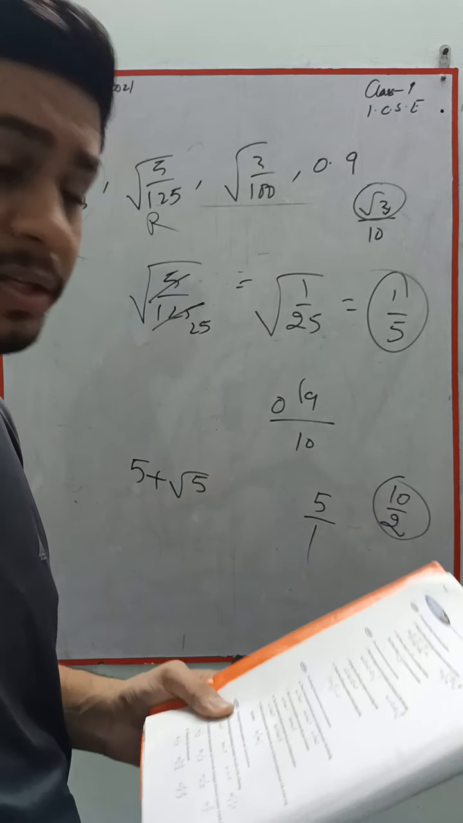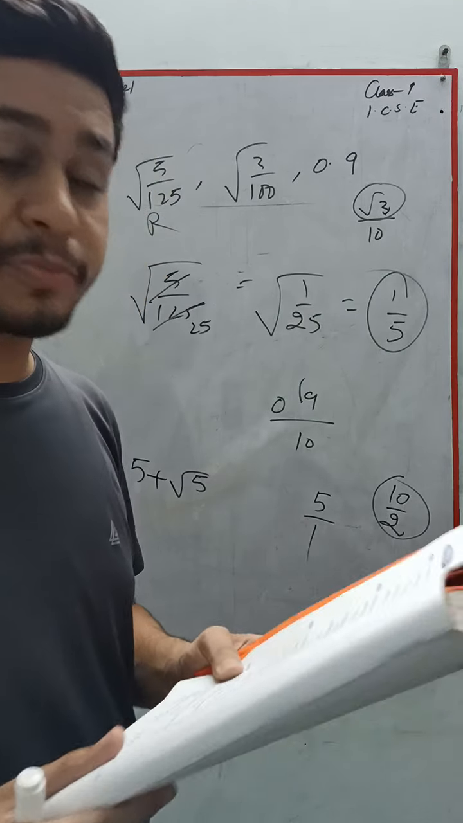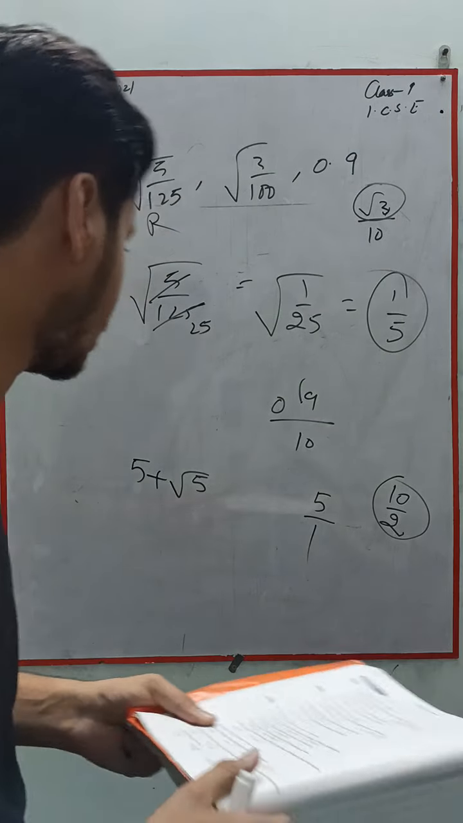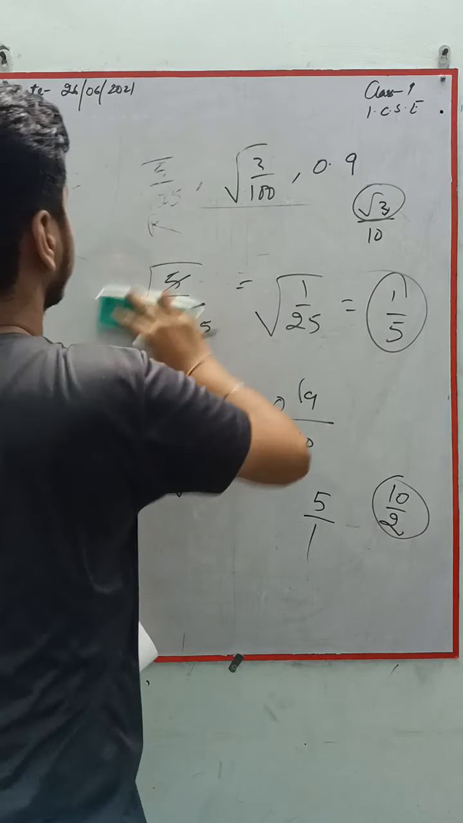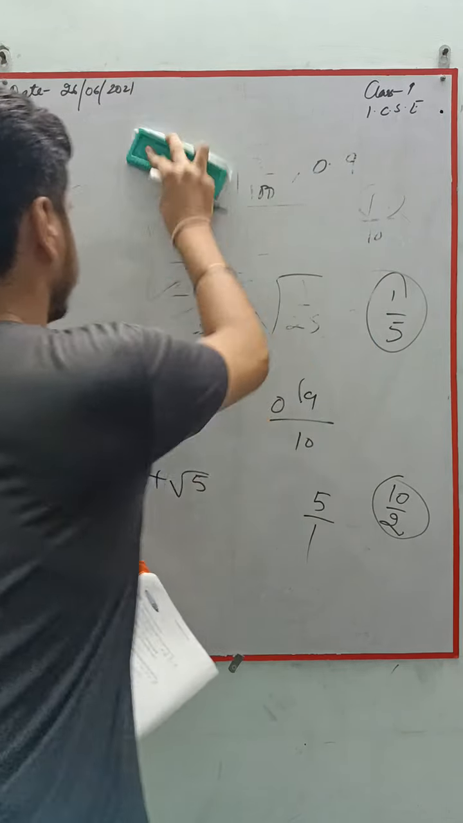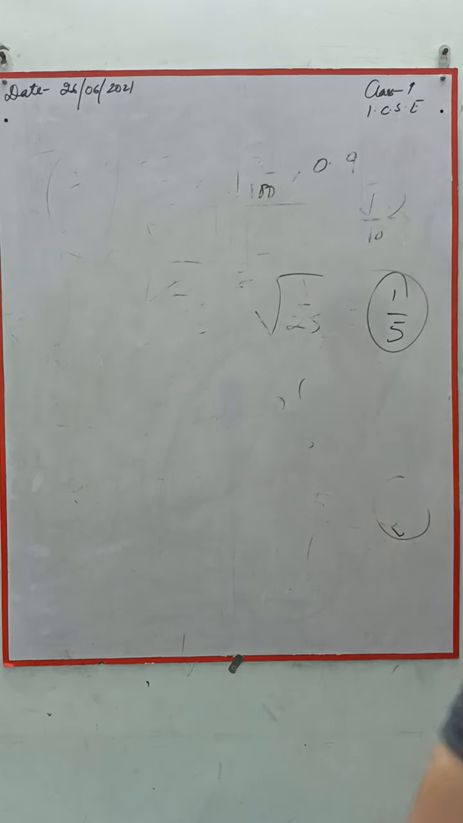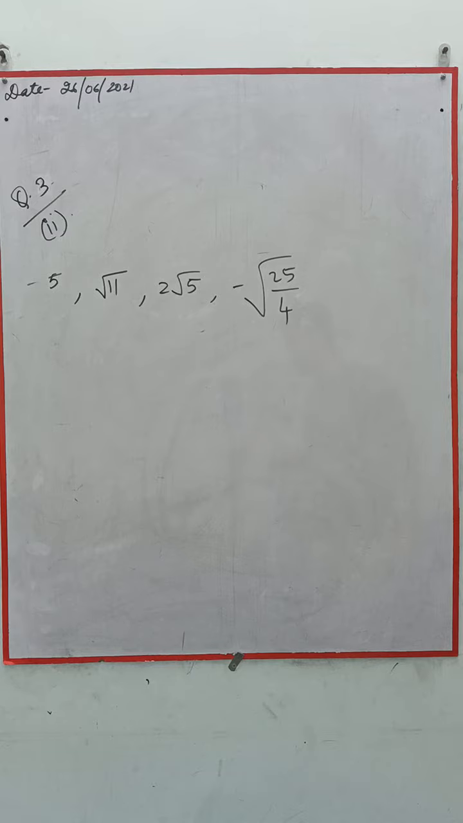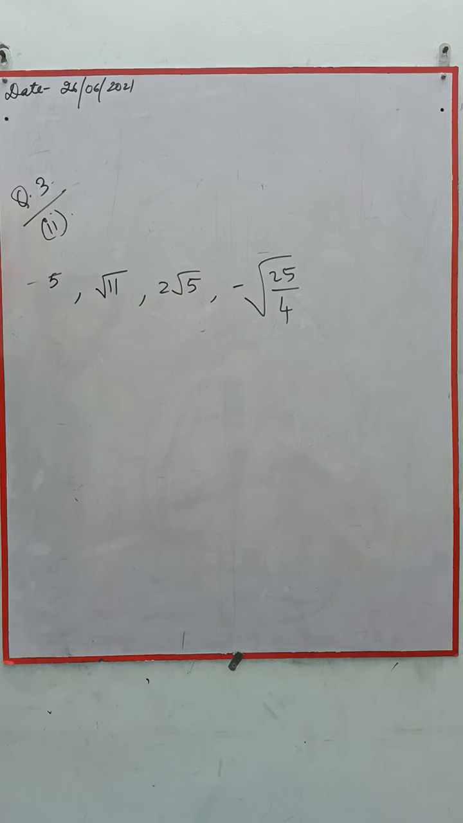Now the third question is based on the comparison. You have to find the largest and smallest real number in the following. Smallest and the largest. So let's see how we can do that. Alright, let me just rub first. Okay, so here I am taking question number two.